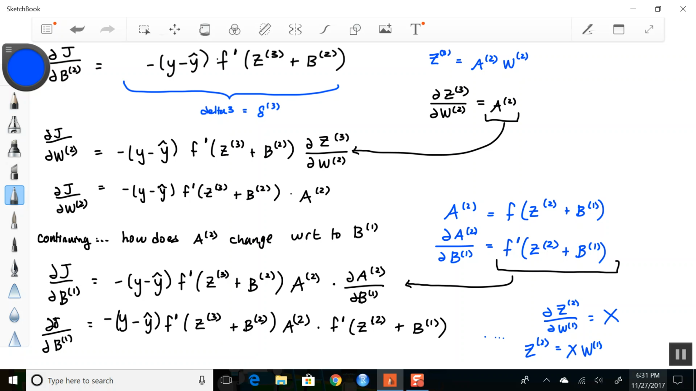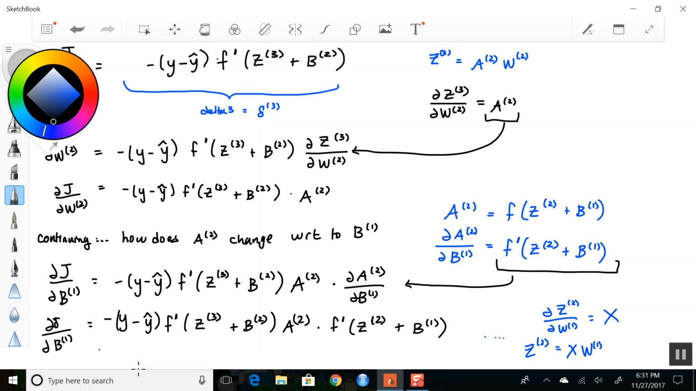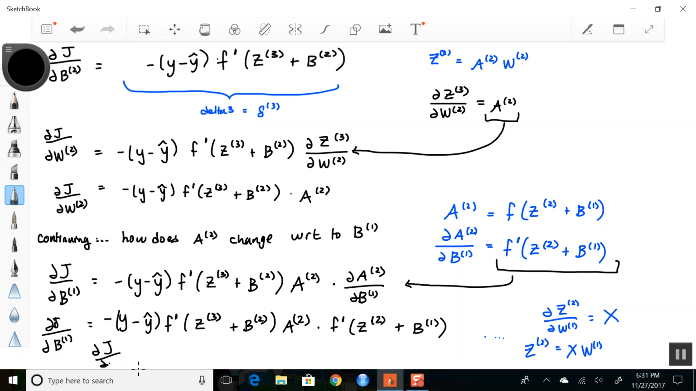So if you want to continue the backpropagation, dJ dW1 is going to be exactly the same, and then we multiply this by X. Because it's just applying the chain rule: what changes with respect to what. This changes with respect to this, this changes with respect to this, and you just continue applying that.